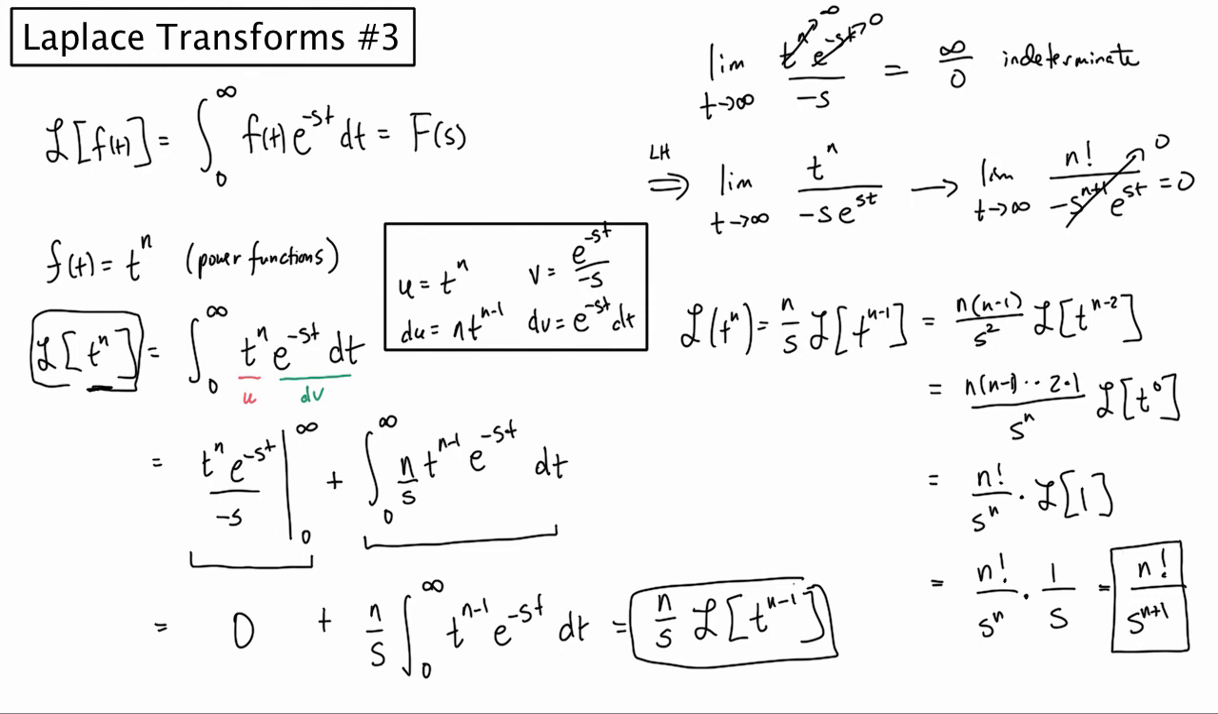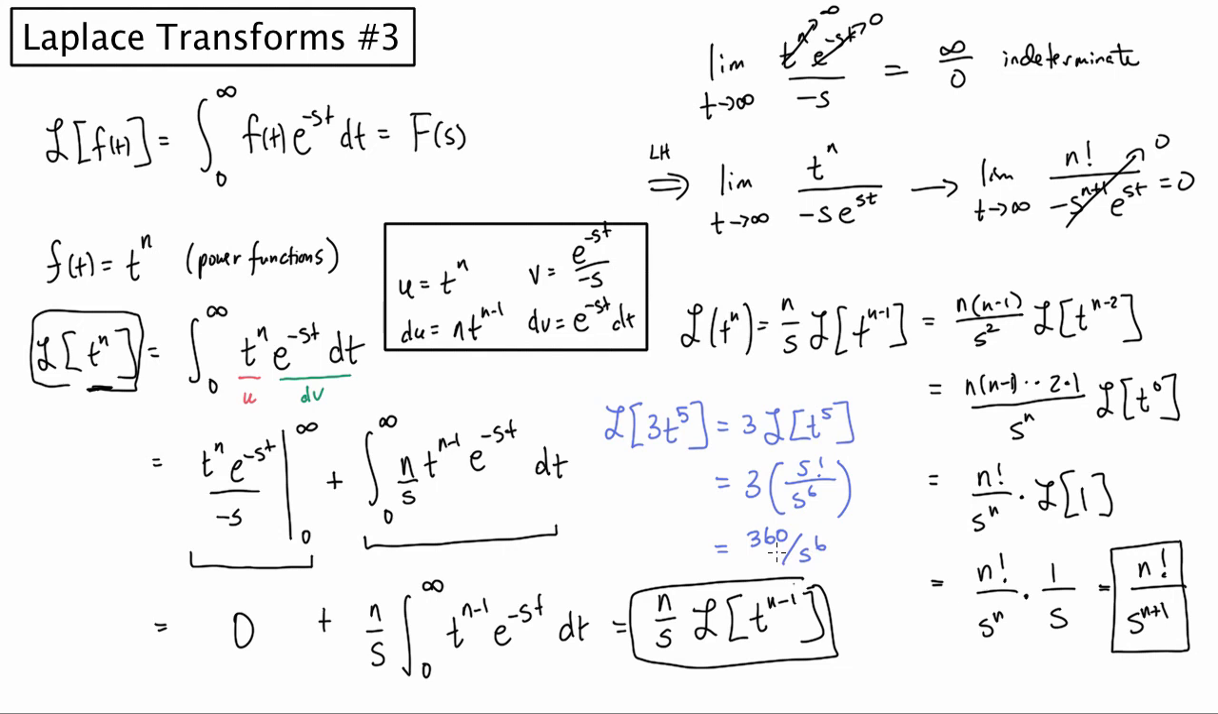So maybe just provide a small example of this. What is the Laplace transform of 3 times t to the 5th? Well, based on the formula, this is the same thing as 3 times the Laplace transform of t to the 5th. And the formula says that for t to the 5th, n would be 5 in this case, so it would be 5 factorial over s to the 5 plus 1, or s to the 6th. And so that would be the Laplace transform. 5 factorial is 120 times 3 is 360, so 360 over s to the 6th would be the Laplace transform of that function.